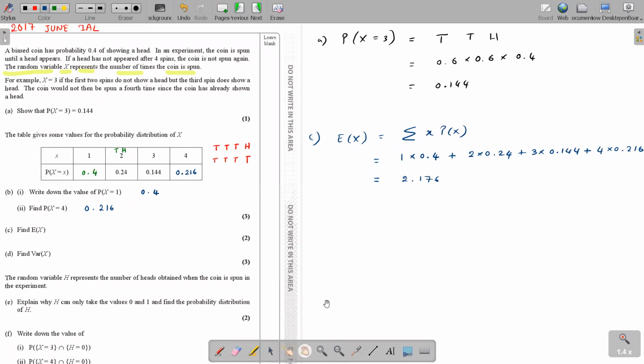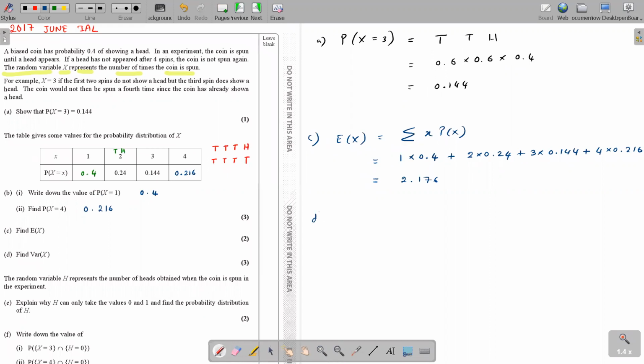Then, children, part D: Var(X). How do we calculate it? What's the formula for Var(X)? Var(X) is E(X squared) minus E(X) whole squared. You need to remember these formulas: E(X squared) minus E(X) whole squared. So let's get the value of E(X squared). How do you get it?